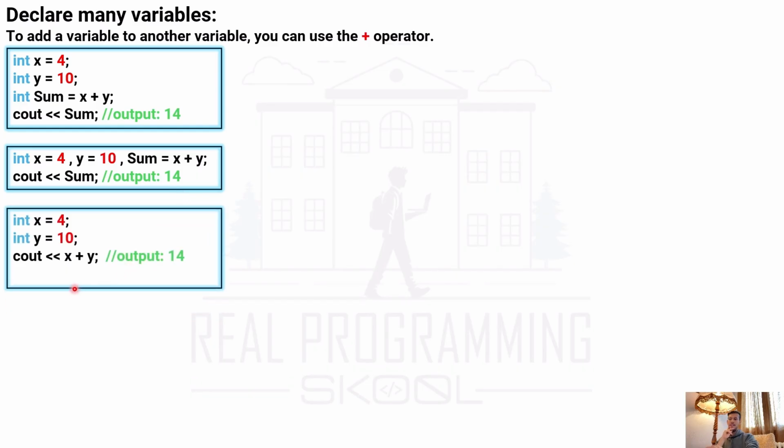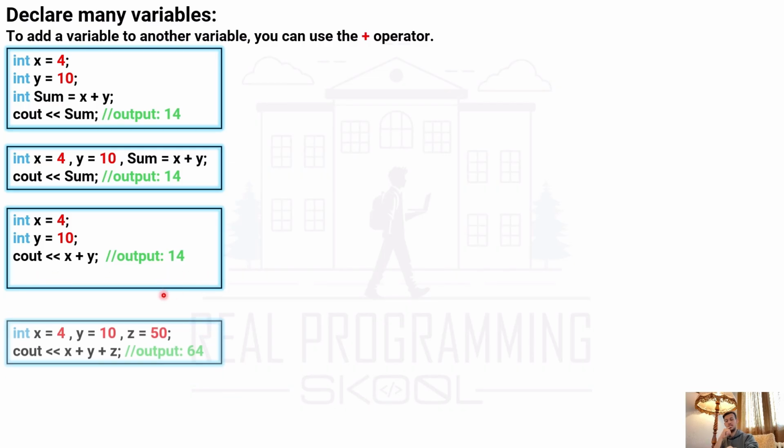And we can directly do the operation of the plus operator without creating extra variables like above. We can just write integer x equal 4, integer y equal 10, and cout less than x plus y directly. No need to create or declare a new variable called sum. Directly, with the line of cout, you can write x plus y, and it will give you also the same result, 14.